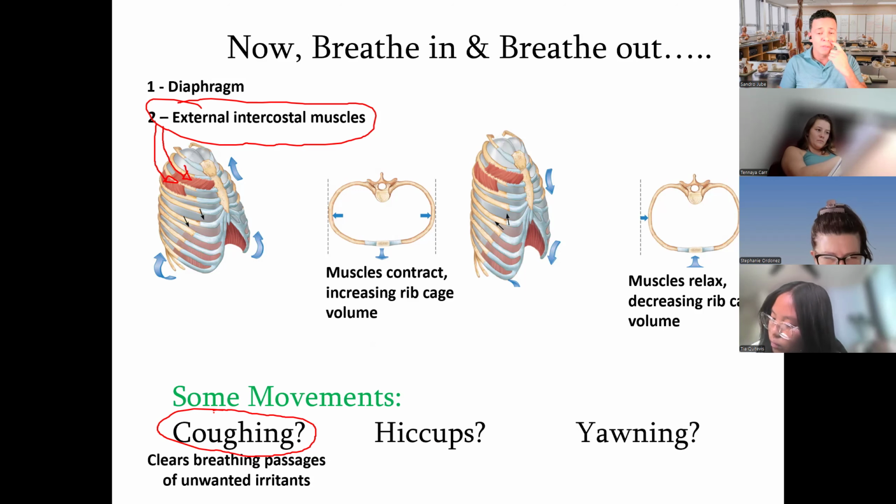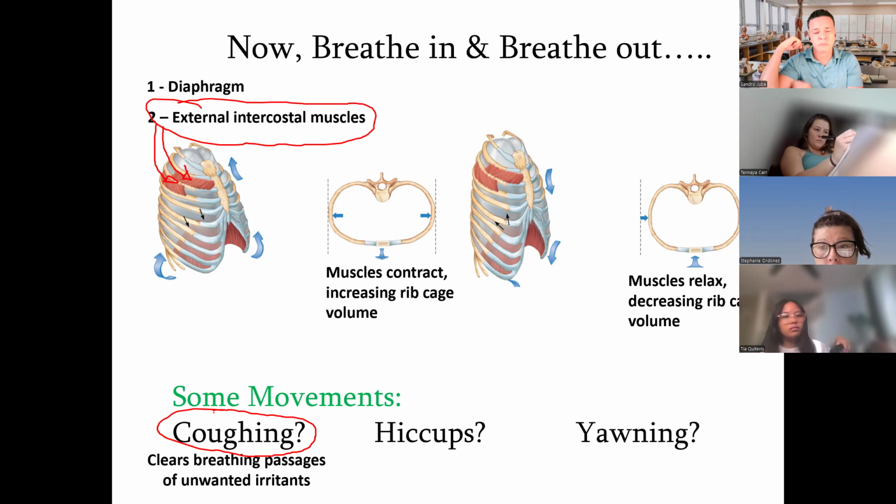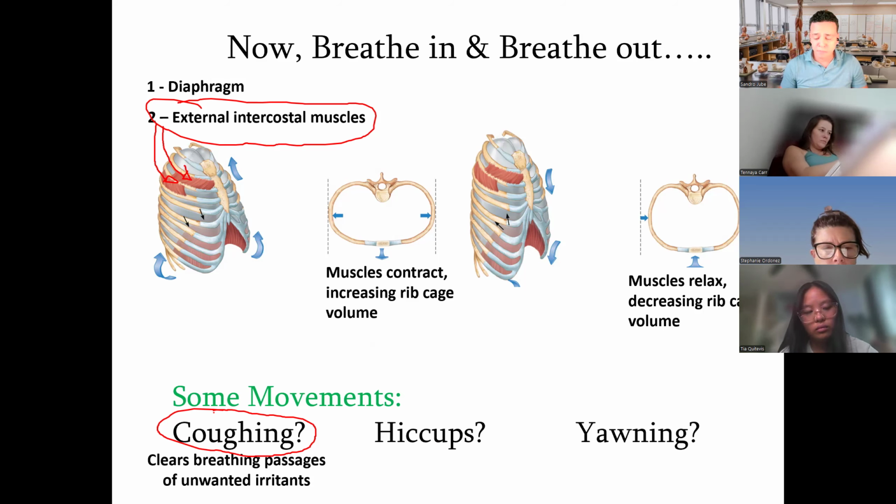Hiccups. What is a hiccup? A hiccup is an involuntary contraction of the diaphragm. It is a spasm of the diaphragm. Just like we have a muscle spasm and the muscle is contracting on its own, we can have an involuntary contraction of the diaphragm leading to a hiccup.